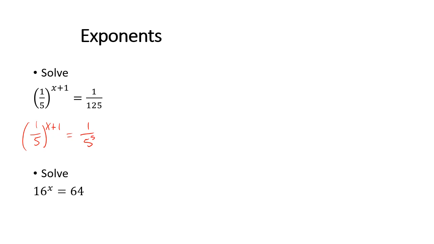125 is 5 cubed, right? So that's the same thing as 1 over 5 cubed, which is also equal to 1/5 cubed, right? 1 cubed is 1, 5 cubed is 125. So what we can say then is that that is equal to 1/5 cubed. So that means that x plus 1 equals 3, so that x equals 2.